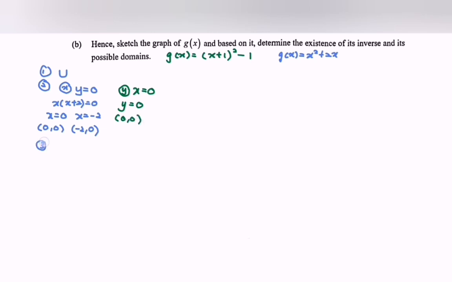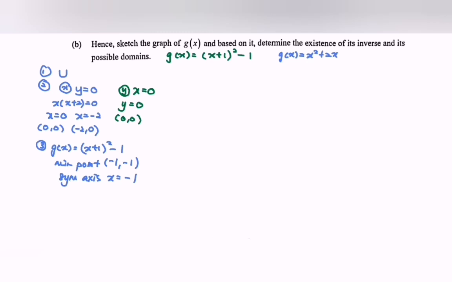Step number 3, we have the standard form. So g(x) equals (x plus 1) squared minus 1. So we have the minimum point (negative 1, negative 1). Then we have the symmetrical axis, x equals negative 1.